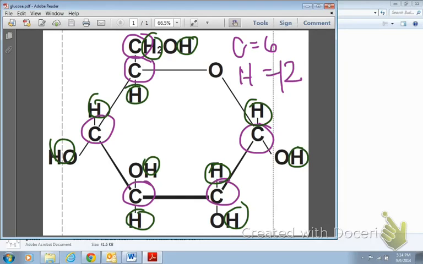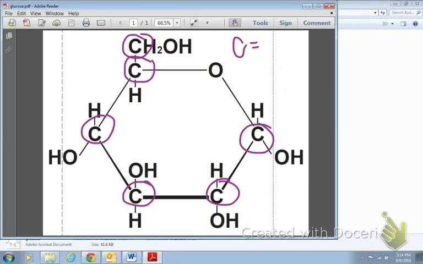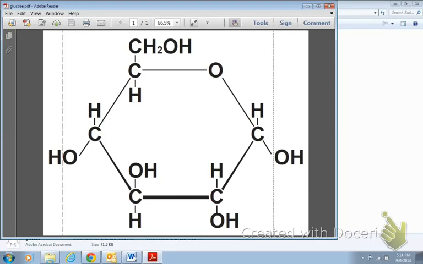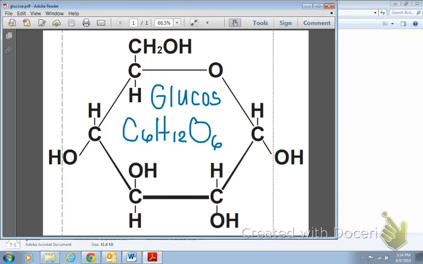Okay, and then count the number of oxygens. Take a second and do that. You should have 6 oxygens. So the molecular formula of what we have is C6H12O6. Okay, so that's glucose. That's what glucose looks like: 6 carbons, 12 hydrogens, and 6 oxygens. So go ahead and write on your paper somewhere that this is glucose.